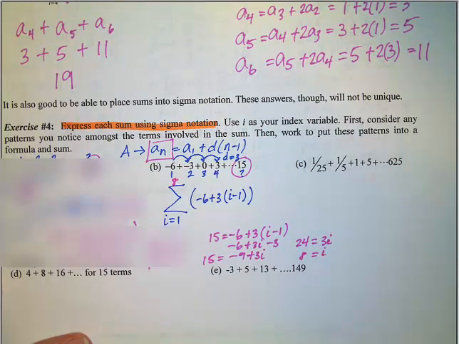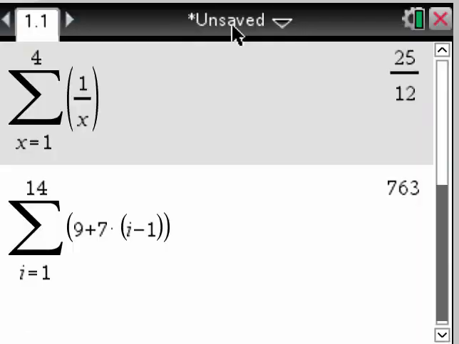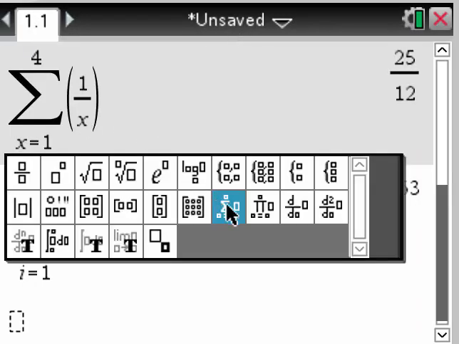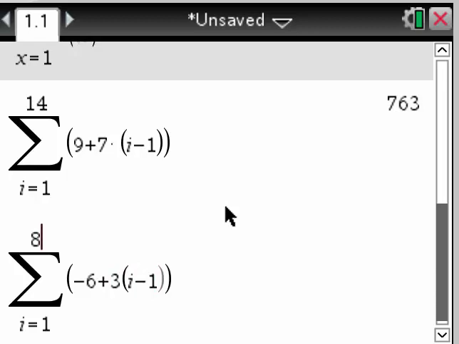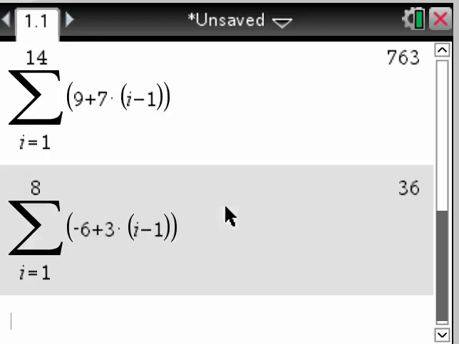So grab your calculator. Let's plug it in. So the sum from I equals 1 of -6 plus 3 times I minus 1. Up on top, we want the 8th term, so we want from the first term to the 8th term. And your answer is 36.